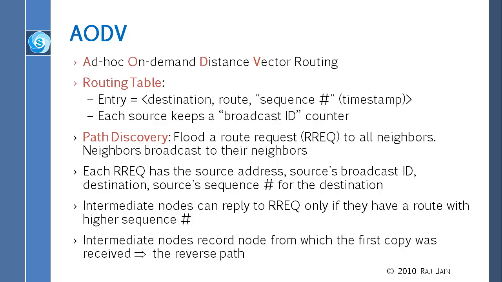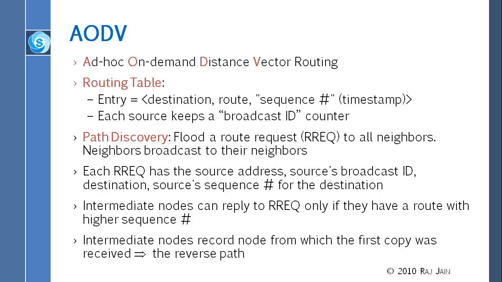Each source keeps a broadcast ID counter, saying this is my 15th request or 1500th request. So this is global across the source. The broadcast ID is one number for each source, whereas the sequence number is a number for each route, or each destination. So you might have sequence number 3 for destination 1 and sequence number 4 for destination 2, or sequence number 2 for destination 3, and so on. The broadcast ID is simply a number that increases every time you send a broadcast.